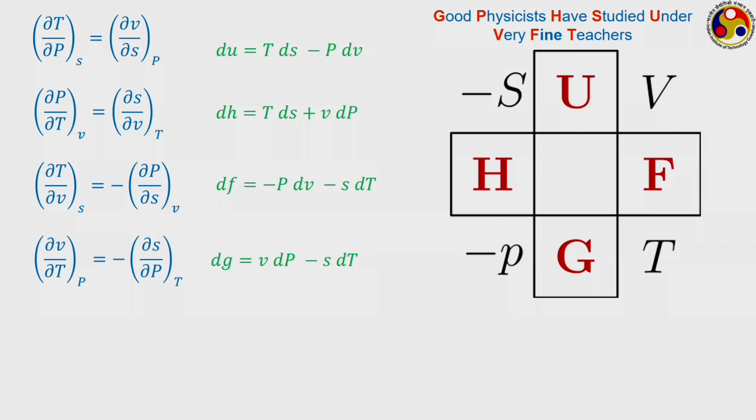So, good, the G is there, and then we go in the clockwise direction, that is we go in this particular direction. So, we have G, P, H, S, U, V, F and T to finish. Just repeating it once, good physicists have studied under very fine teachers. There is nothing in between. So, this we represent by going in the clockwise direction and making use of this particular mnemonic.